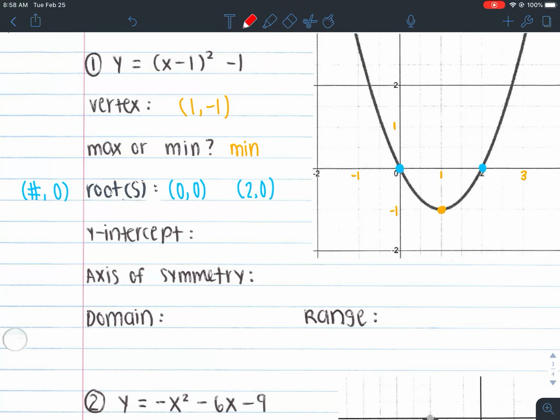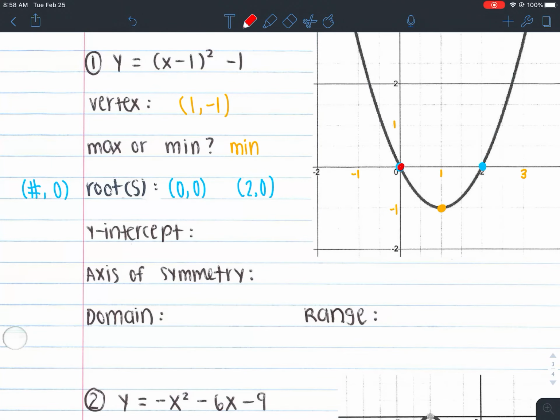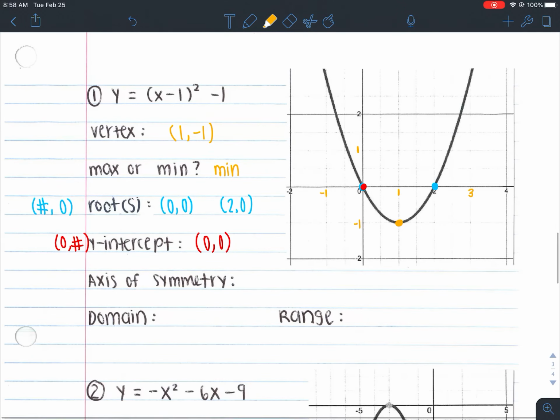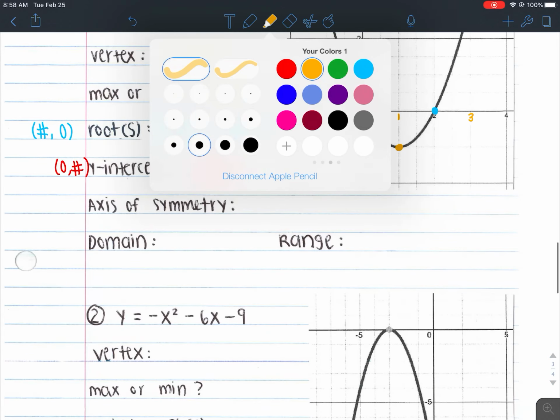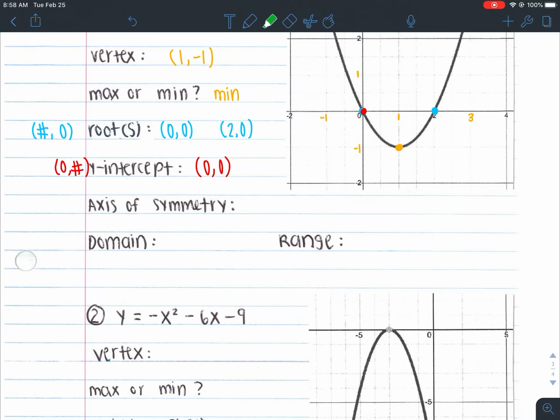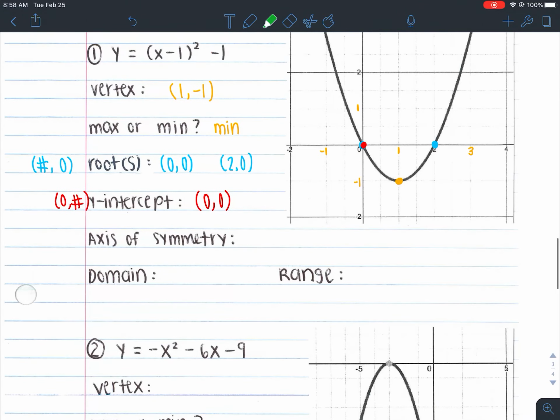Okay? Well, what's any y-intercepts? At 0, 0. And that's going to be 0, comma, number. And that's the y-axis right here. That's where it crosses. So it crosses in the same spot for the x-intercept and y-intercept at one spot. Okay, and you're only going to ever have one y-intercept. You could have 0, 1, or 2 x-intercepts, but the most you'll ever have for a y-intercept is just 1.